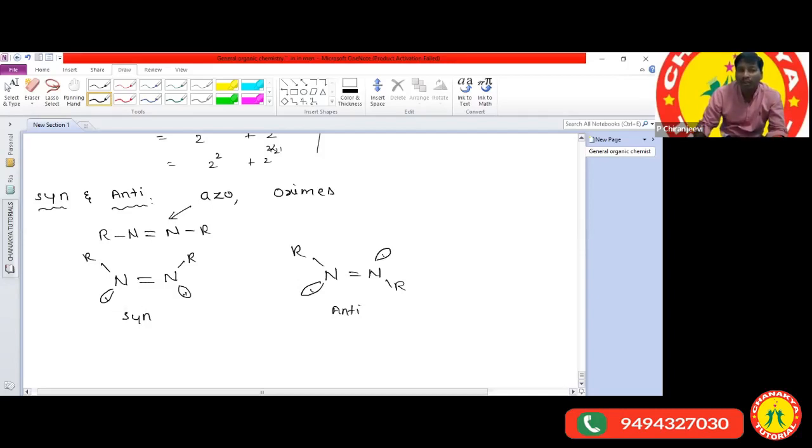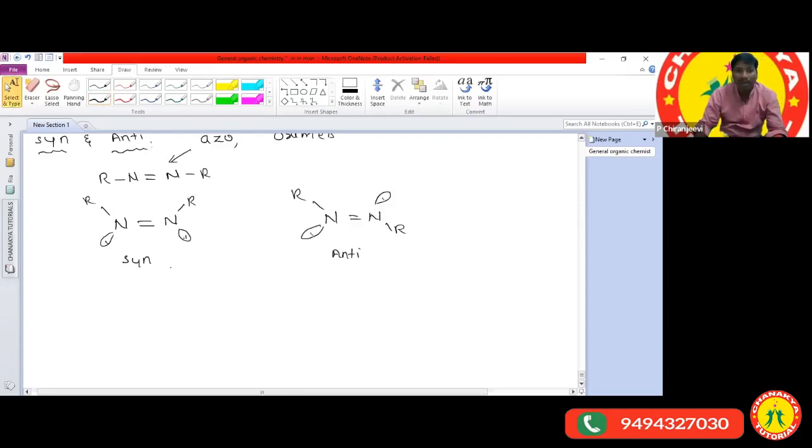Based on lone pairs of electrons, if the lone pairs are present at the same side of the double bond, it is called syn. If the lone pairs are present at the opposite side of the double bond, we call it anti. Now you got the clarity. Now I'm going to write one example. So one example I'll write here.